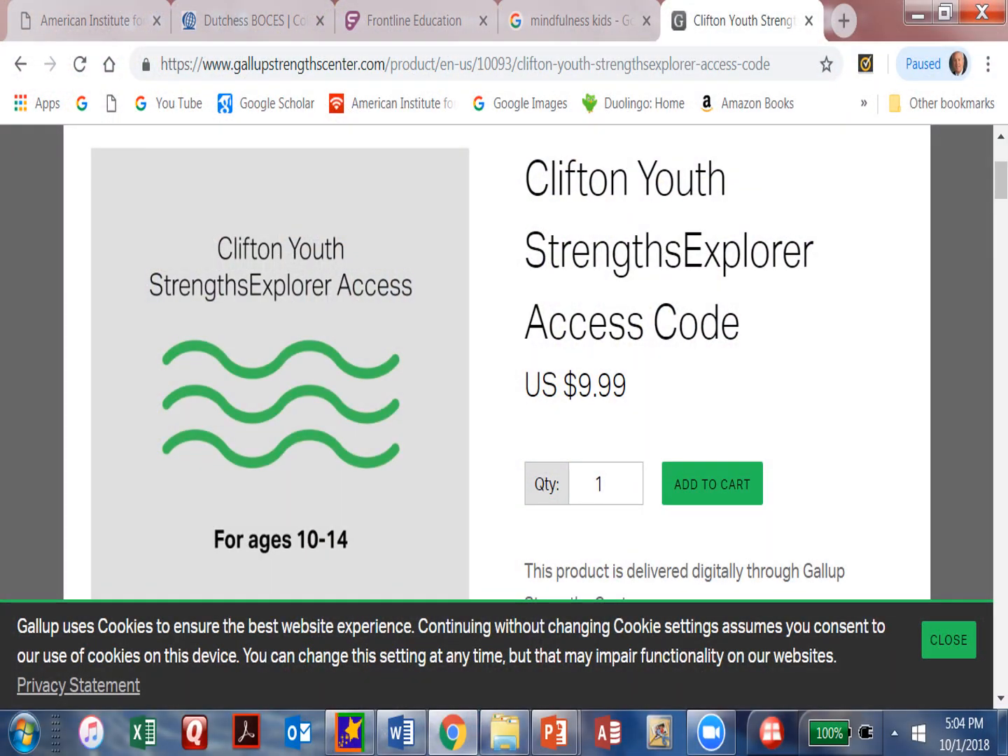We took the VIA survey. This is the Clifton Youth Strength Explorer. Costs a little bit of money, which is why I didn't use this particular one. But there are a variety of strength-based assessments that we can use. As you know, Bridges has developed its own.